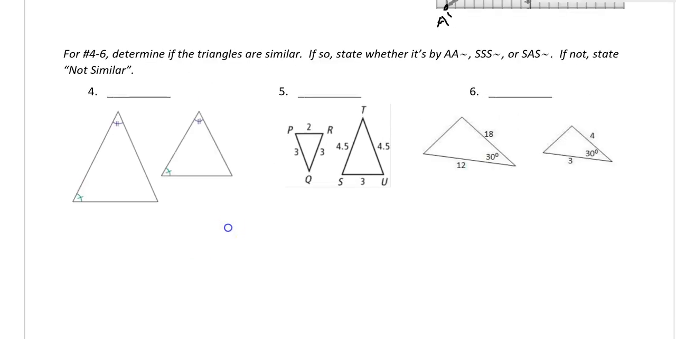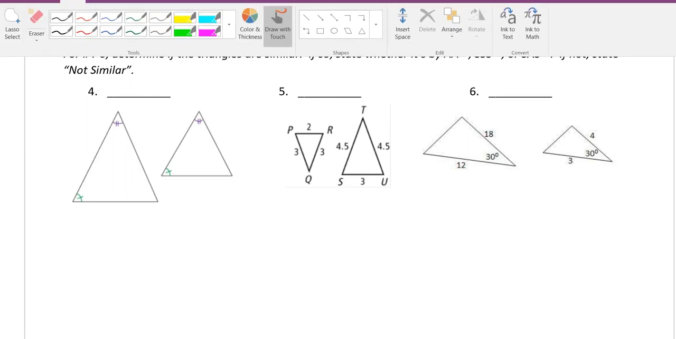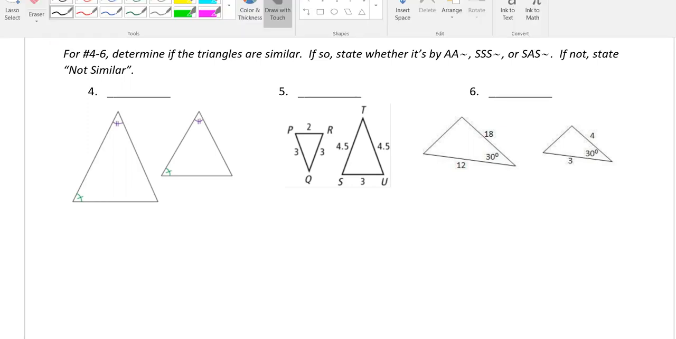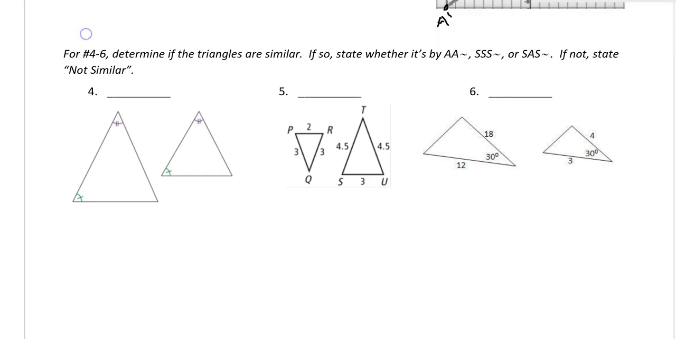Okay, so always make sure, does my answer make sense. All right. Numbers 4 through 6: determine whether the triangles are similar. If so, state whether it's by angle-angle, side-side-side, or side-angle-side.